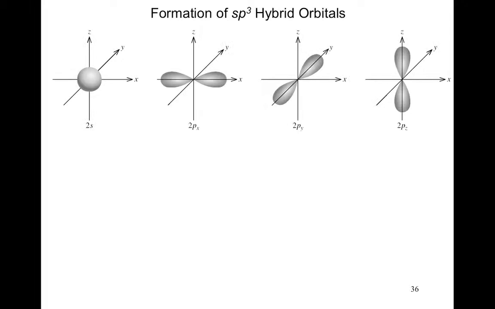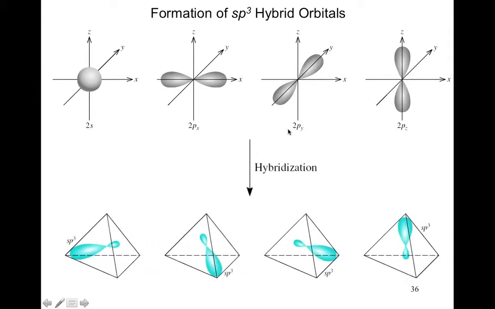So here's how you can look at how we could form an sp3 hybrid orbital. This is s. It's a sphere. You're familiar with that. Here's a p orbital, which is a dumbbell. Here's a dumbbell along the y-axis, which we're familiar with, and a dumbbell along the z-axis, which we're familiar with.